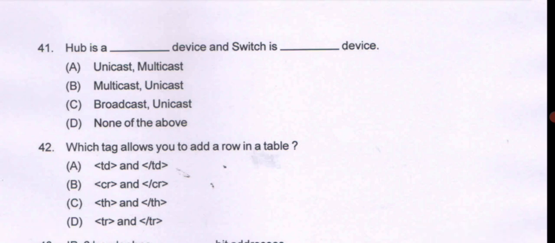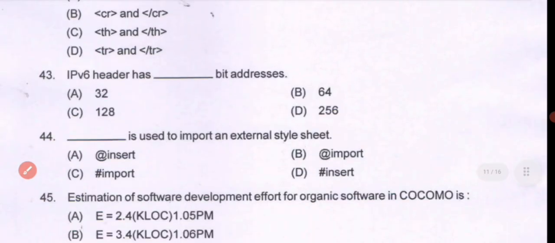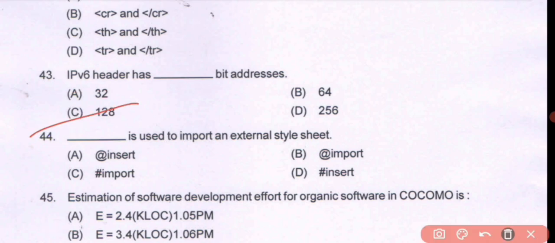42. Which tag allows you to add a row in a table? D, <tr> and </tr>. 43. IPv6 header has a dash bit address. Option C, 128. Question number 44. Dash is used to import an external style sheet. Option B, import.